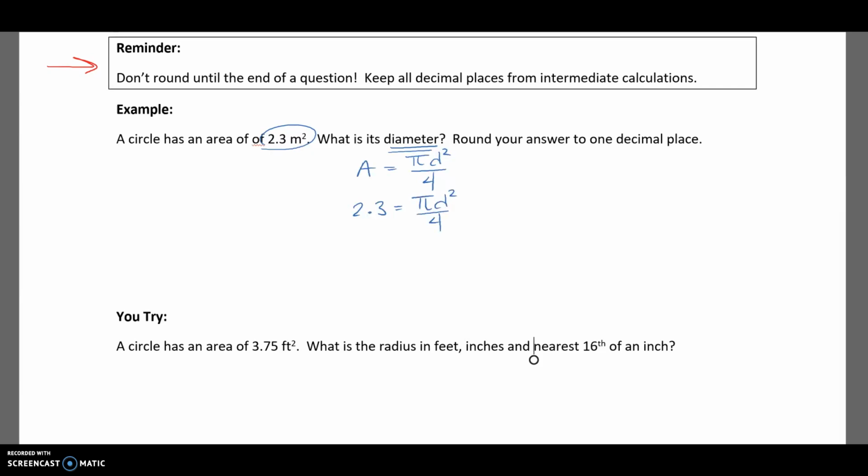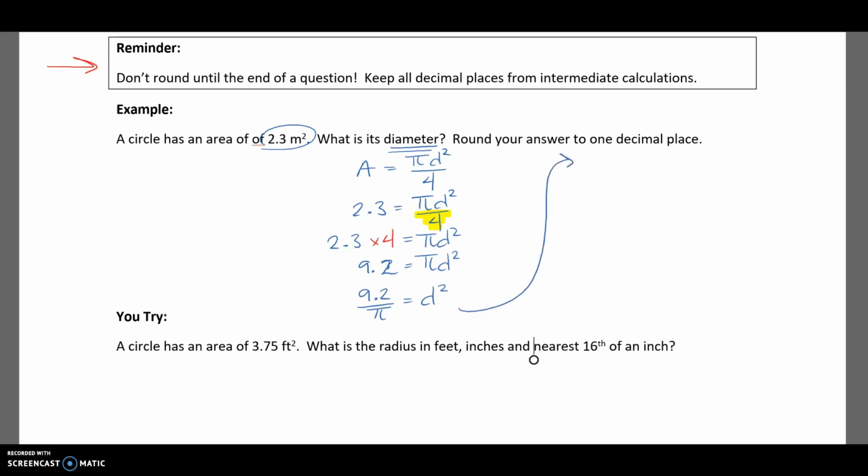If we want to do this in steps, I'll move this divide by 4 first by doing the opposite on the other side of the equation. So I get 2.3 multiplied by 4 equals pi times d squared. 2.3 times 4 simplifies to 9.2 equals pi d squared. And now the steps will be the same as the question above. I'll divide each side by pi, so I get 9.2 divided by pi equals d squared.